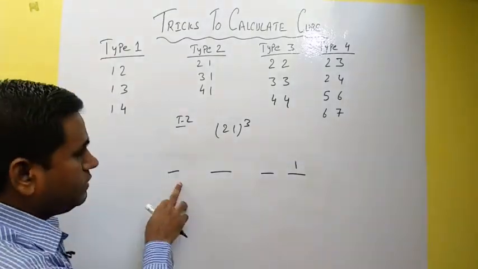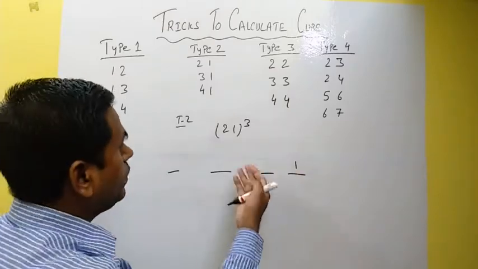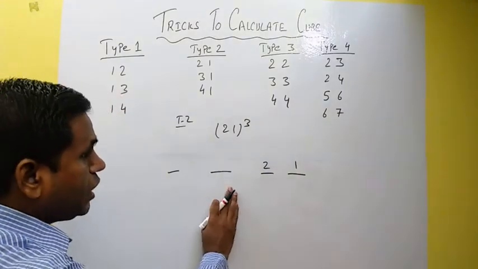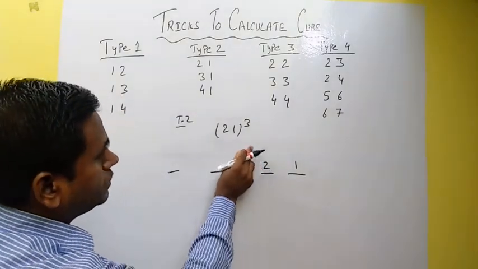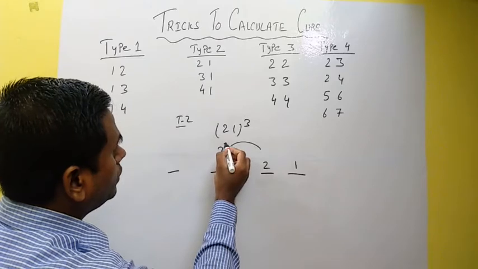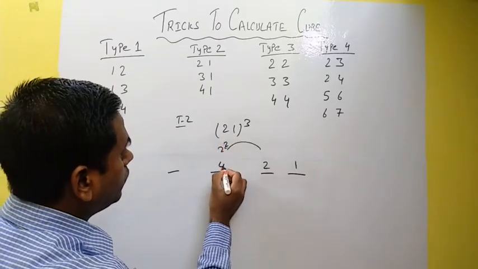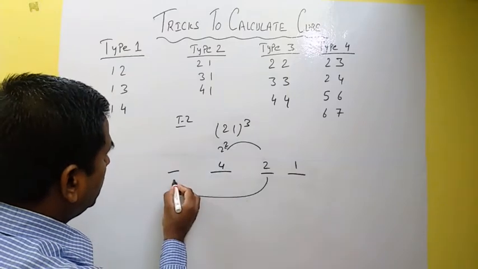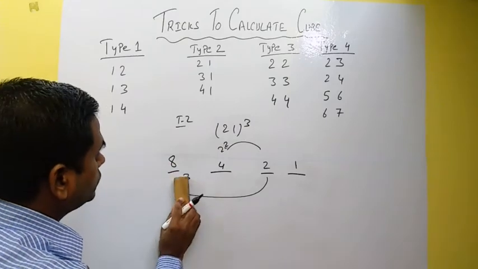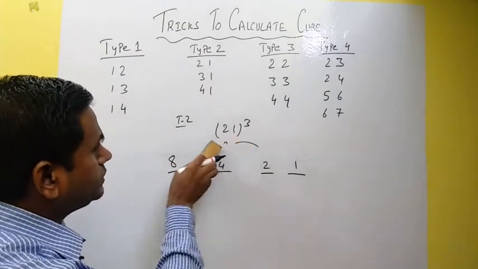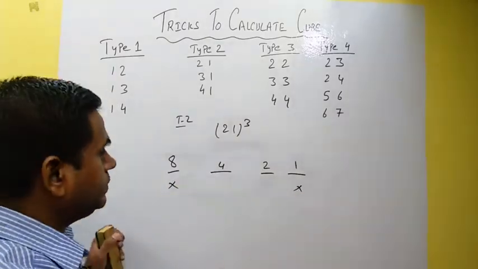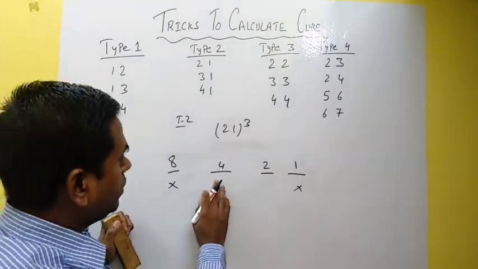Type 1 will start from left side, type 2 will start from right side. So 1, and then second digit will write 2 here. Same digits. Now for this third digit, square of 2. So square of 2 is 4. And for the last place, cube of 2, which is 8. So we have filled up this. Now what we have to do is leave the first and last digit, and you have to do the doubling of these digits.